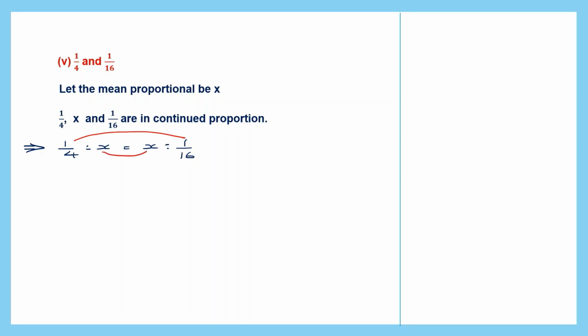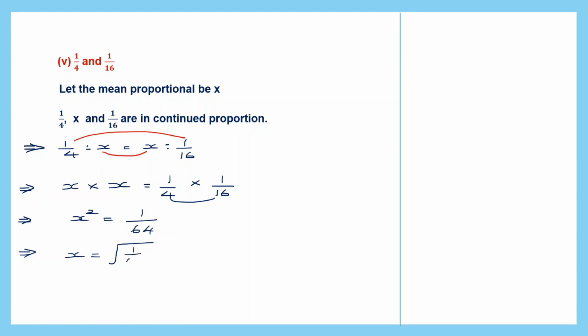So I'm going to write the product of means first, that is x into x. I'm just doing this to make it easier for us to work out our sum. Product of extremes is 1 by 4 into 1 by 16. So here x into x is x square and this is equal to 1 by 4 into 16, 16 fours are 64. So if x square is 1 by 64, then x will be equal to the square root of 1 by 64. Now let's find the square root of 1 by 64.